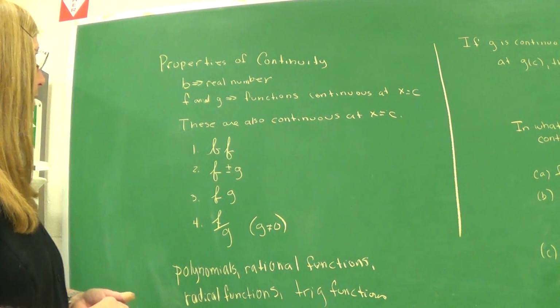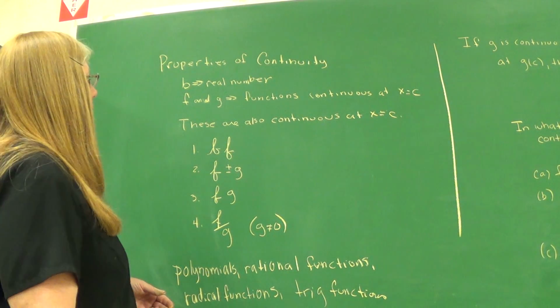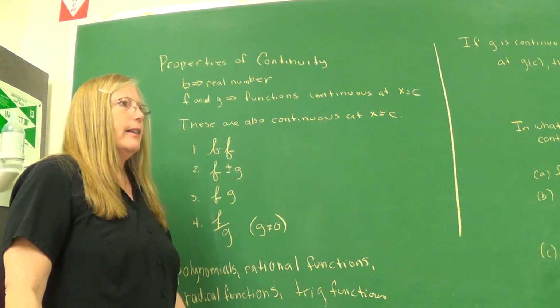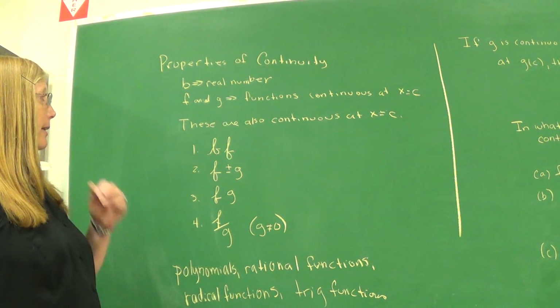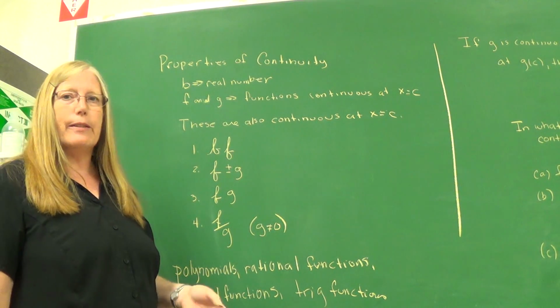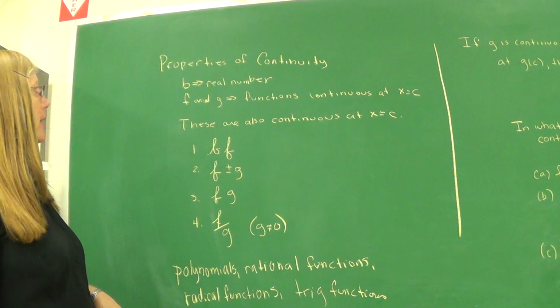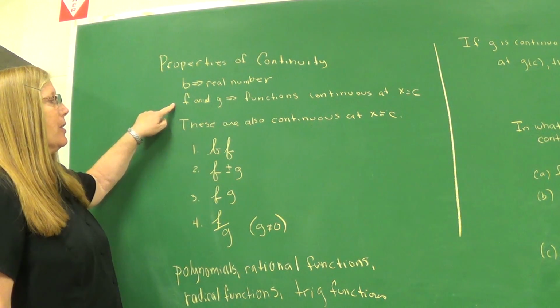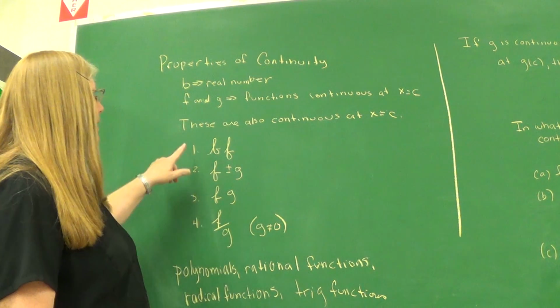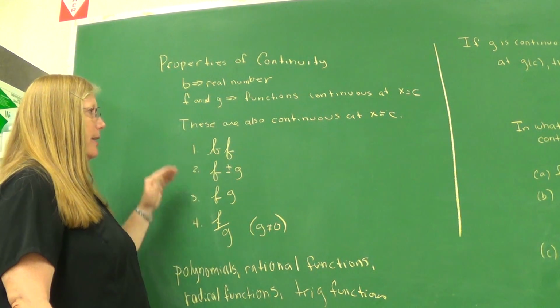Okay, Calc Part 2. Properties of continuity. Now that we've established a firm definition, let's go ahead and look at properties. So what can we do with continuous functions? If we have b that's a real number and f and g are functions that are continuous at point c, these are also continuous at point c.